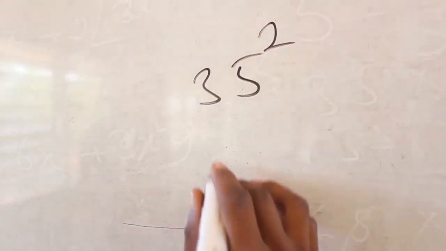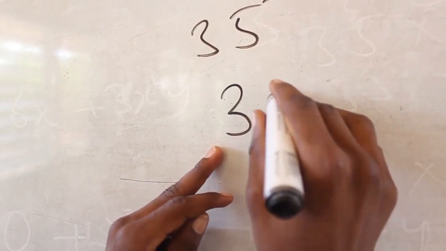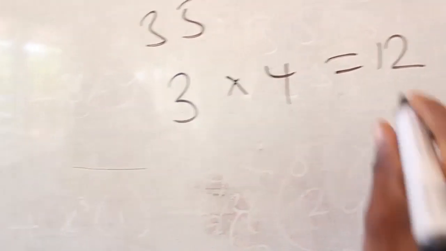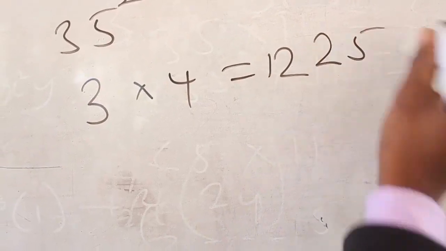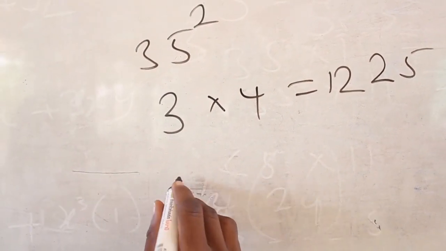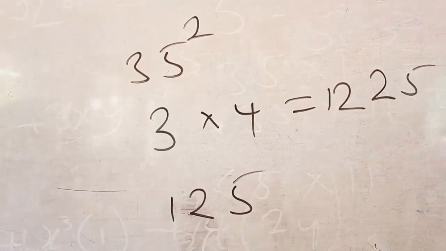As I said, we have 35 squared. So we drop the last 5 and we have 3. So we multiply this 3 by the next higher number, which gives 12. So we suffix this 12 with a 25, and that's 1, 2, 3, 5.